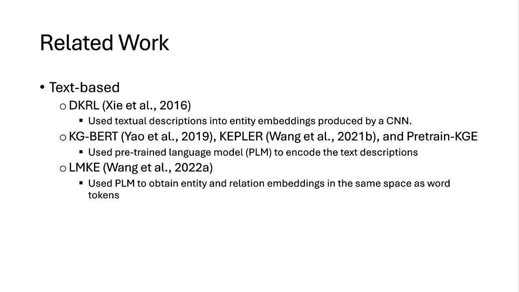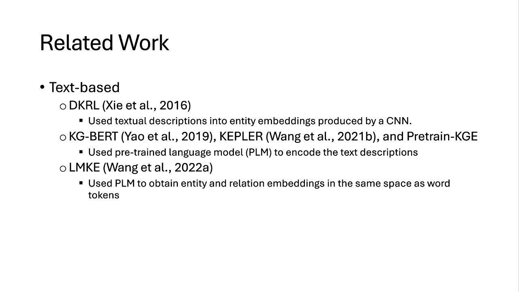To address these long tail issues, researchers invented the text-based method. Basically, they incorporate descriptions from other sources, and this helps to reduce the unavailability of information. For example, the DKRL research work applied a convolutional neural network to produce entity embeddings from textual descriptions. Some recent works like KICGPT, Kepler, and Pretrain also use pre-trained language models to encode the text description.